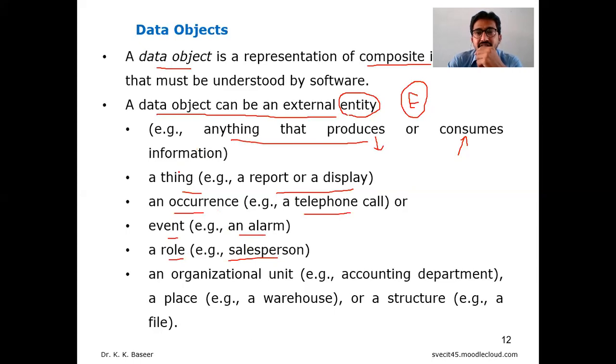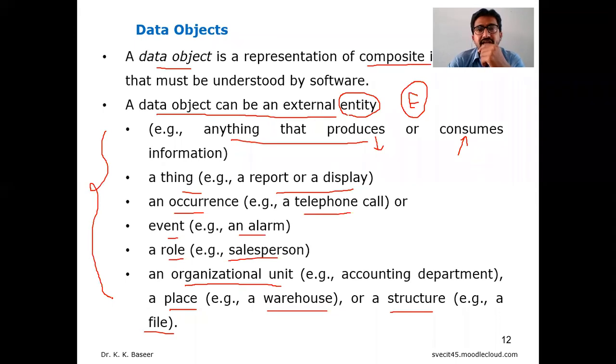So an external entity may be a thing, or an occurrence, or an event, or a role, or an organizational unit. An example of an organizational unit is the accounting department, financial department, or different departments in an organization; that also comes under an external entity. Another example is a place, for example a data warehouse or a database, a place where you store all your details. Or an external entity is a structure, for example a file. A file consists of a set of things, in the form of a structure. So an external entity will consist of all of this, right? That's about the data object.